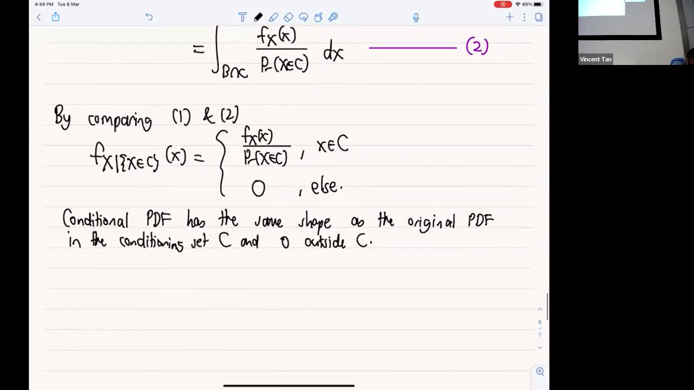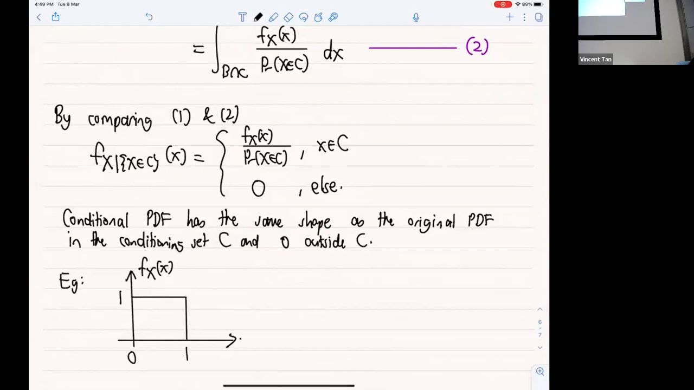So let us look at some particular examples. Let's consider this simple example where our original PDF is uniform between 0 and 1. So here's our f of x, and we are uniform from 0 to 1.